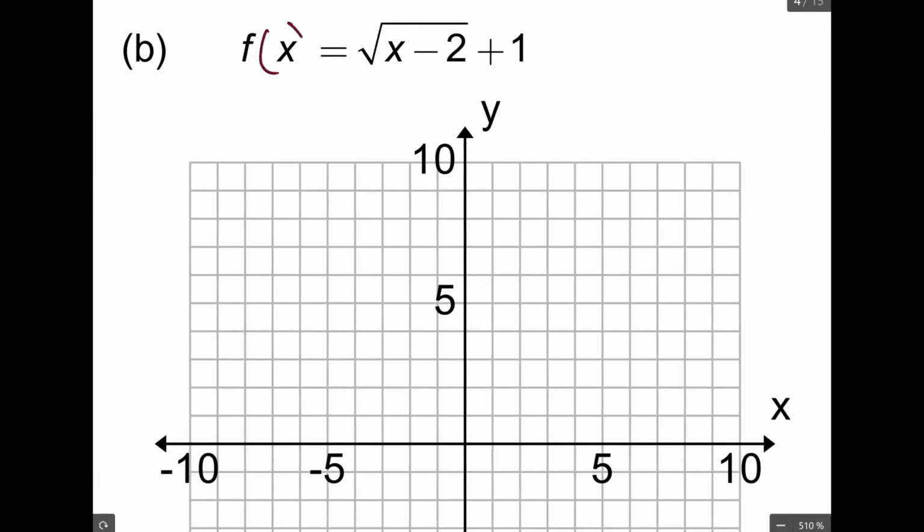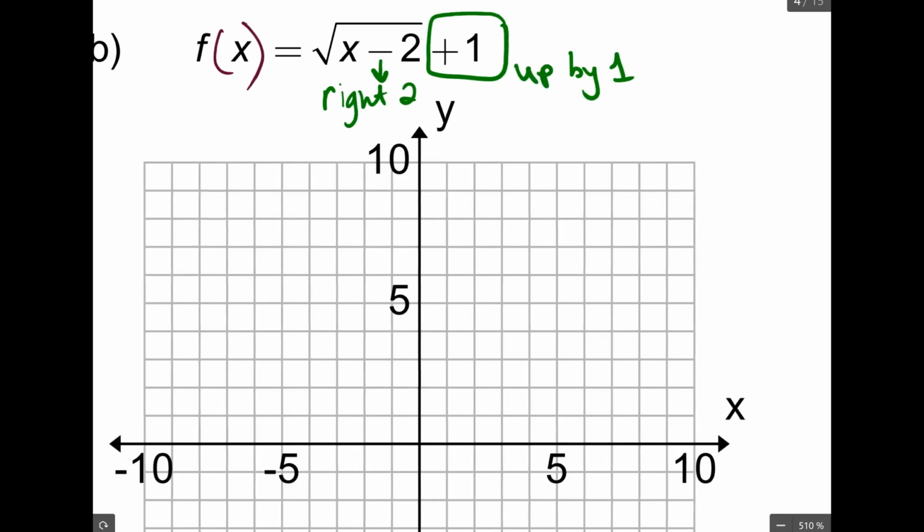All right, B, f of x equals square root of x minus 2, plus 1. I'm going to do this one a little differently, to give you that option. This minus 2 means I move everything to the right by 2. And then the plus 1, since it's outside of the root, I'm going to move everything up by 1.